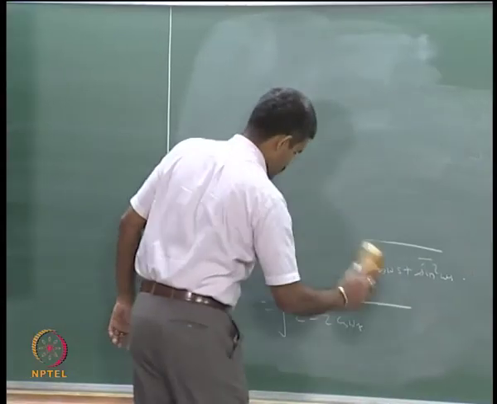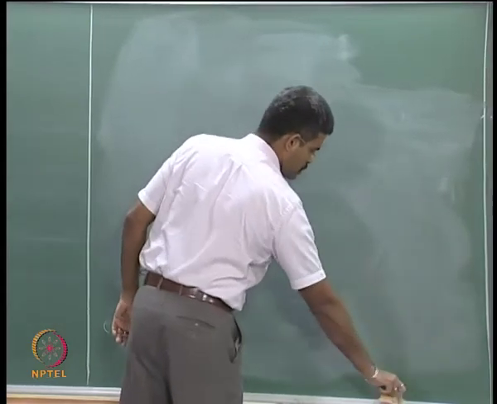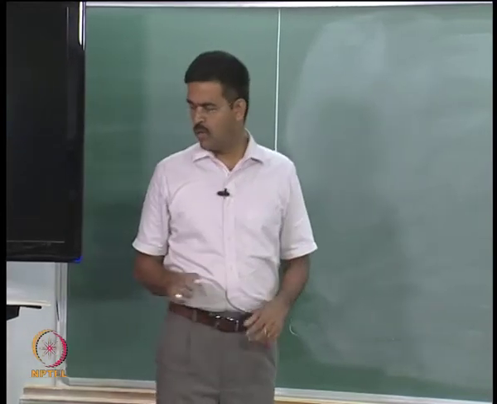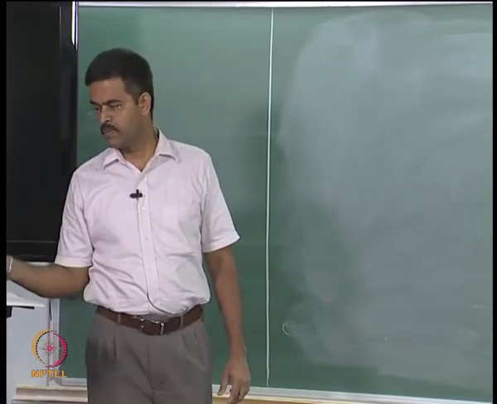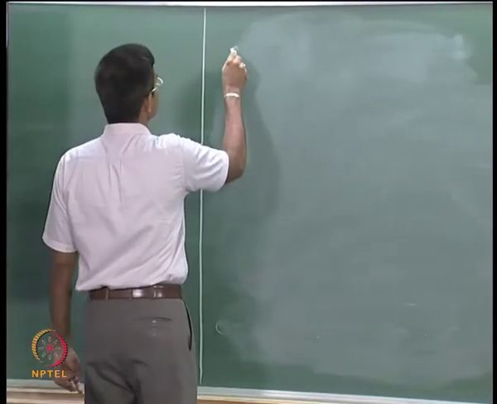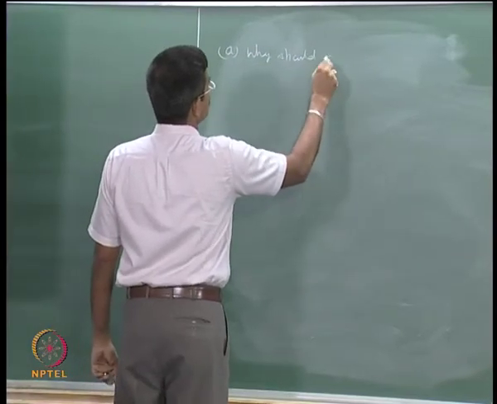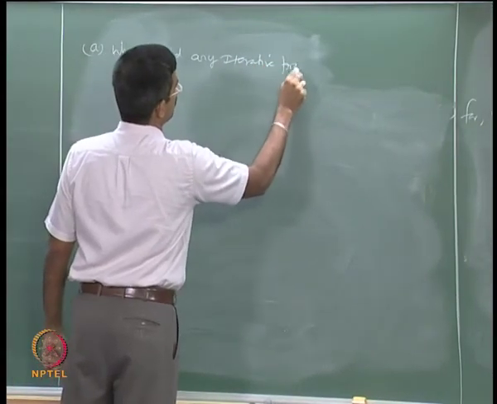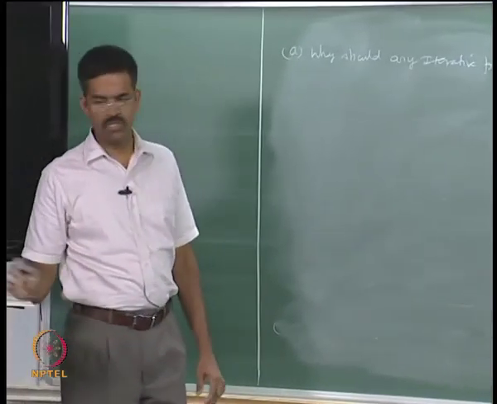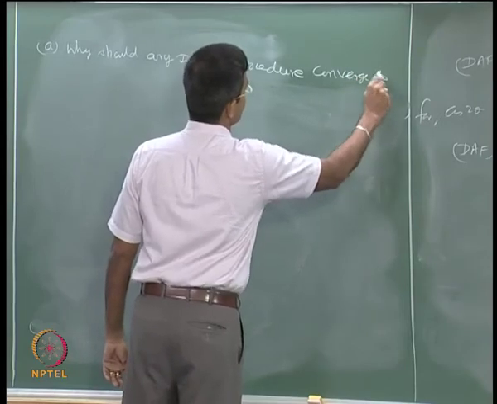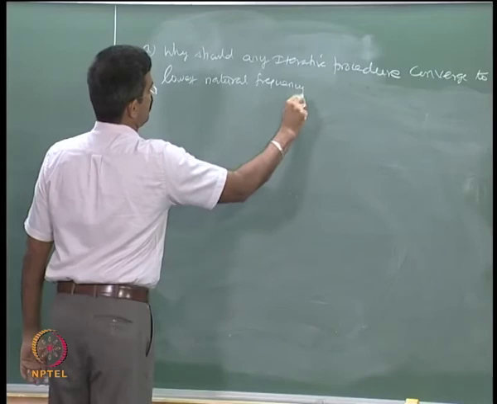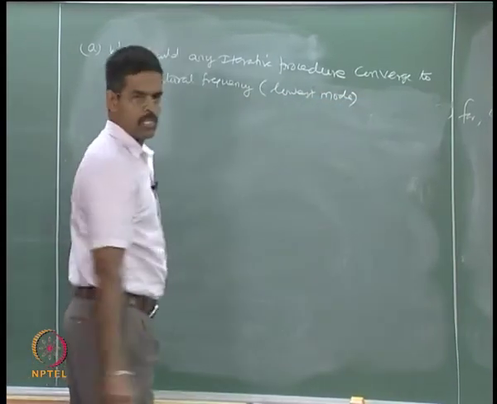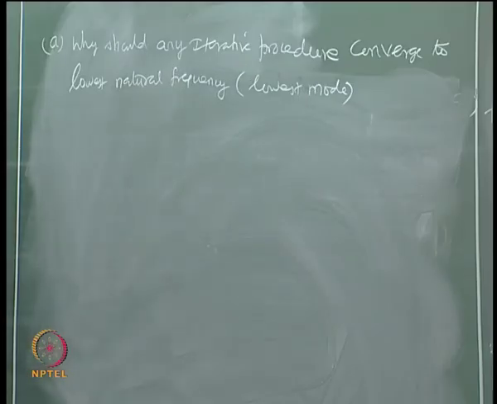There is one more question which is generally left in mind: when we do any iteration scheme, how does the iteration scheme land up at the lowest possible frequency? How do you get omega 1, the natural frequency with the lowest value? So, the question is, why should any iterative procedure converge to the lowest natural frequency, or I should say the lowest mode, because it gives me the mode shape also. For example, Stodola's method. Why?